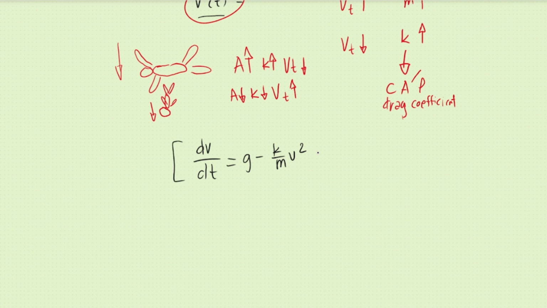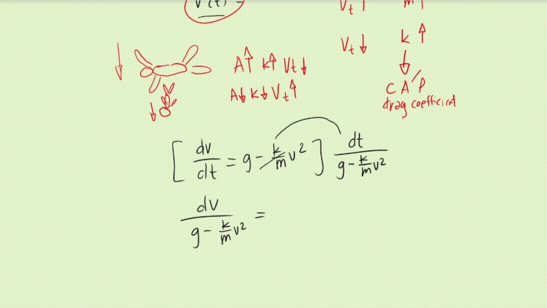So easy peasy, we're gonna multiply both sides of the equation by dt over g minus k over m v squared. This one here times this one, you just cancel dt, so you'll get dv over g minus k over m v squared is equal to, multiply this one here to this one, you just cancel this, you'll get dt. So now that we've separated the variables, we're gonna integrate both sides of the equation.